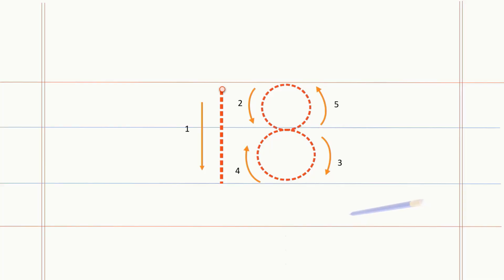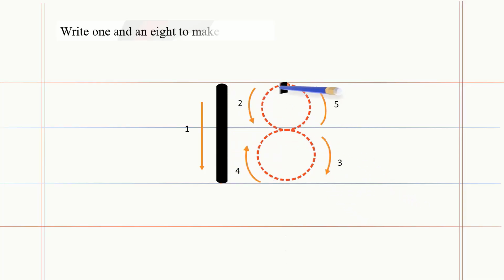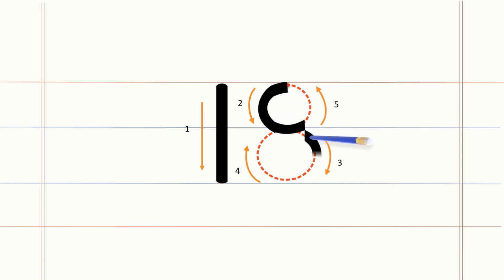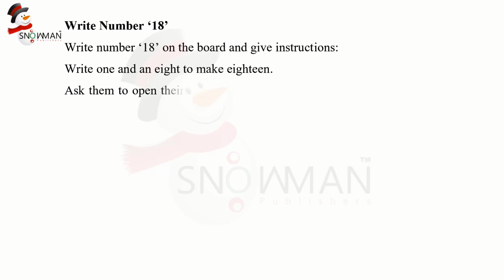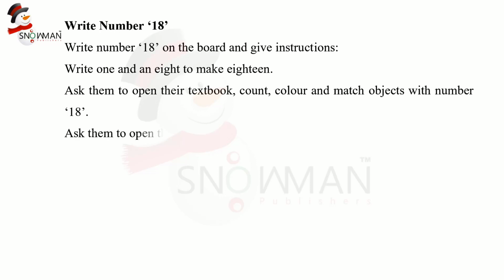Write number 18 on the board and give instructions. Write 1 and 8 to make 18. Ask them to open their textbook, count, color and match objects with number 18. Ask them to open their textbook and trace number 18 with the help of dots.